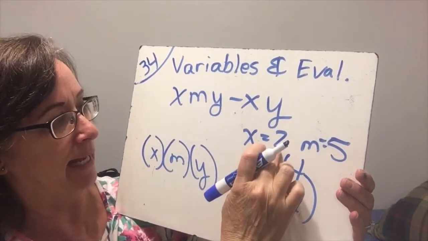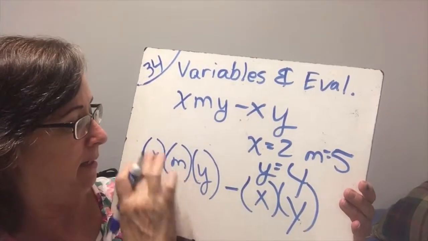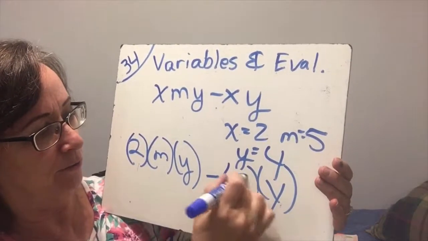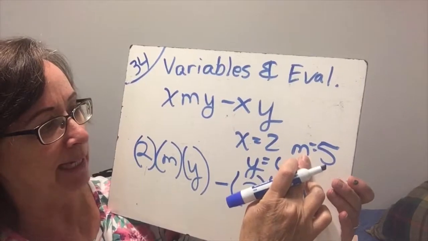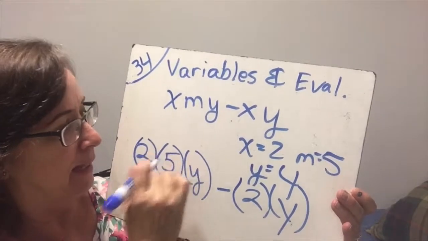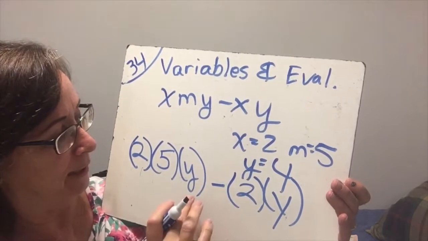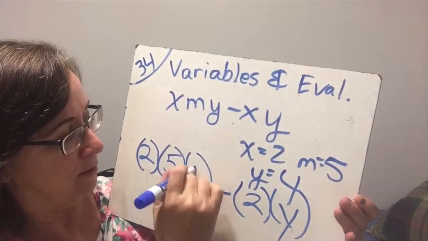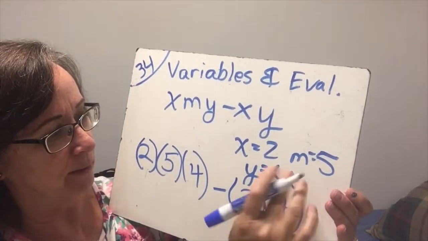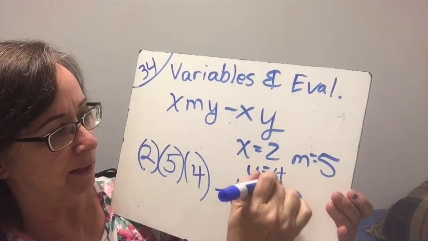So now let's substitute in. Everywhere we see an x, which is 2, we're going to plug in a 2 for the x, and then a 2 for the x. And then everywhere we see an m, we plug in a 5. There's only one m. And everywhere we see a y, we plug in a 4. So here is a y, it becomes a 4. Here is a y, it becomes a 4.